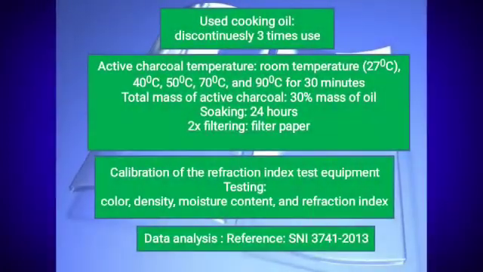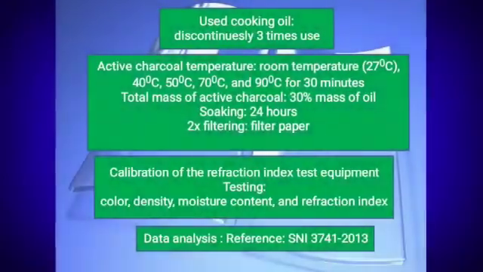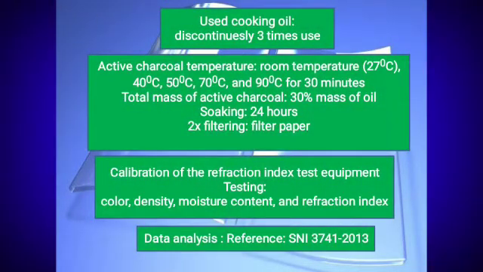This research method. The sample of this research is used cooking oil which is purified with active charcoal. Used cooking oil is obtained with the technique of 3 times of discontinuous use. The purification was done by using adsorbent method. Active charcoal was heated for 30 minutes at 40 degrees Celsius, 50 degrees Celsius, 70 degrees Celsius, and 90 degrees Celsius. The mass of active charcoal in purification process is 30% of the mass of used cooking oil.